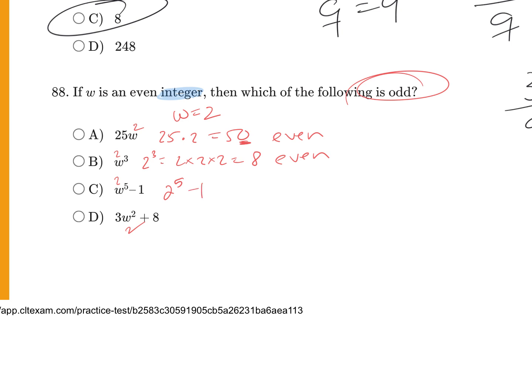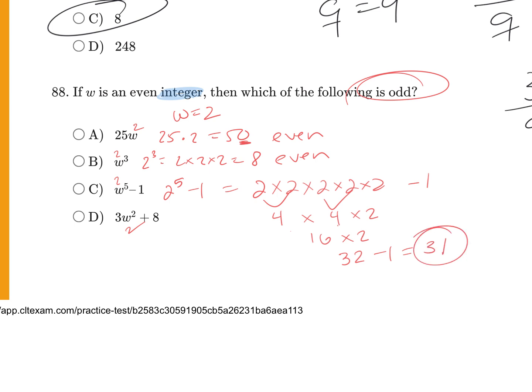2 to the fifth power minus 1. Let's check it out. 2 times 2 times 2 times... 1, 2, 3, 4, 5. So 5 2's minus 1. That's 4, 2 times 2. This is also 4. So 4 times 4 is 16, times 2 is 32. 32 minus 1, that's 31. That's odd. So it looks like C is the answer.